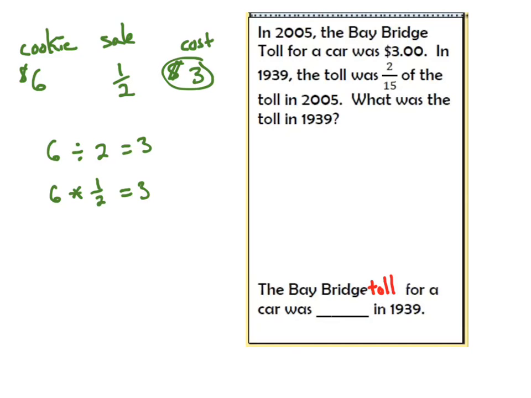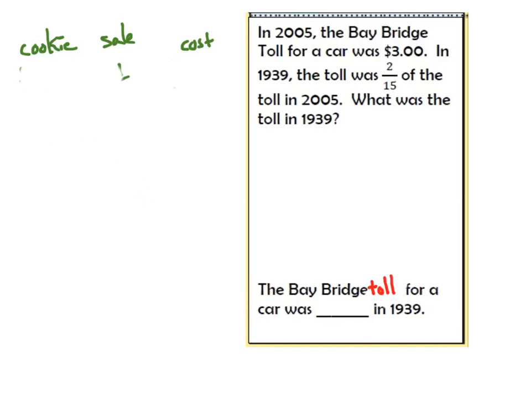Did you get it? Are you sure? All right. How did we have to write that out? Well, we have $3 that they originally are, and we're multiplying it by 2/15 to figure out what 2/15 of 3 is. Just like we figured out with the cookies, how much is half of 6? Well, we can't multiply a whole number. We've got to change it into an improper fraction. So we have 3/1 times 2/15.